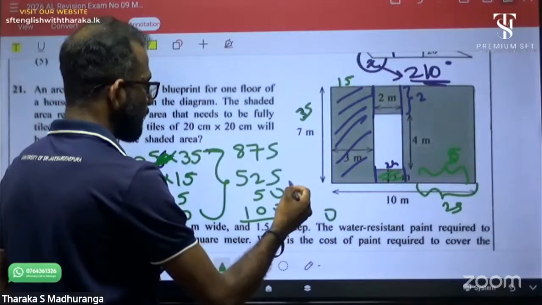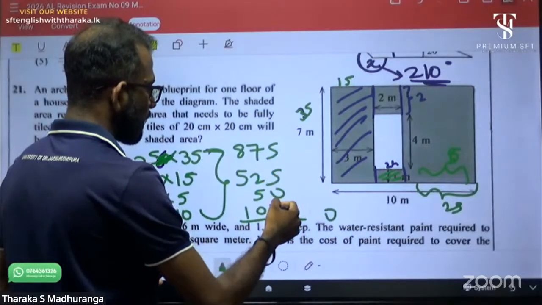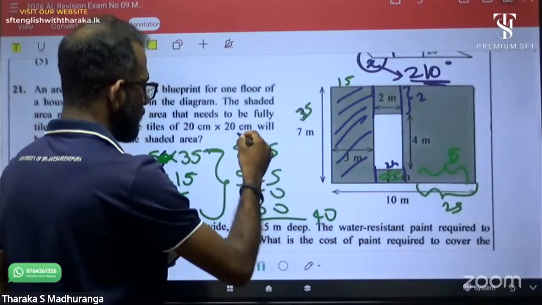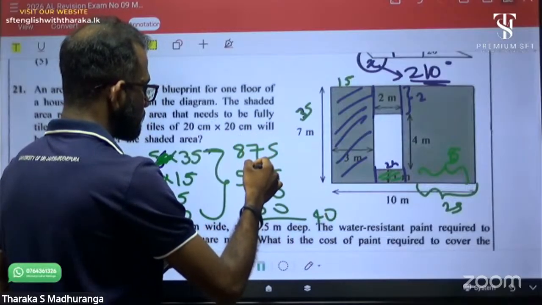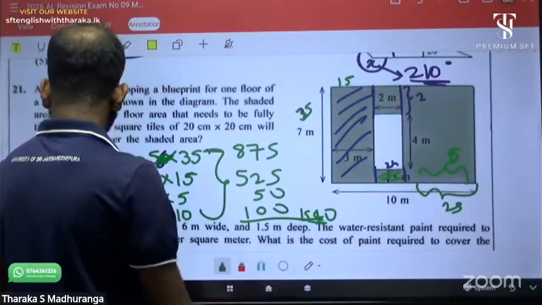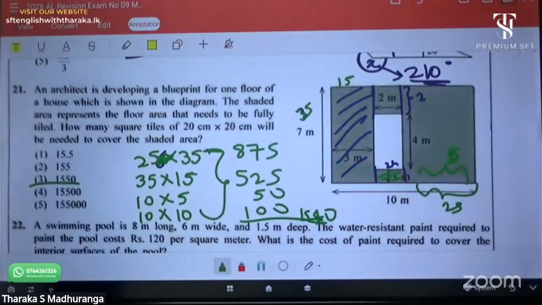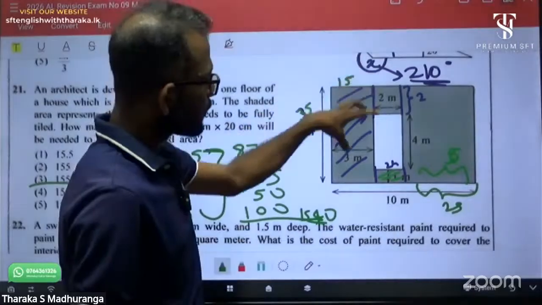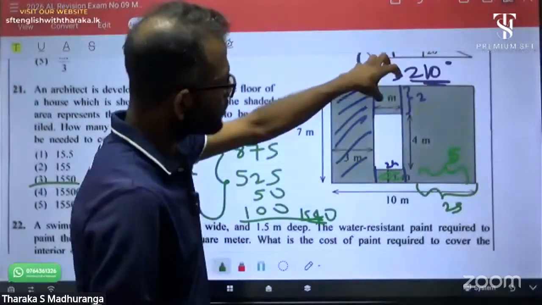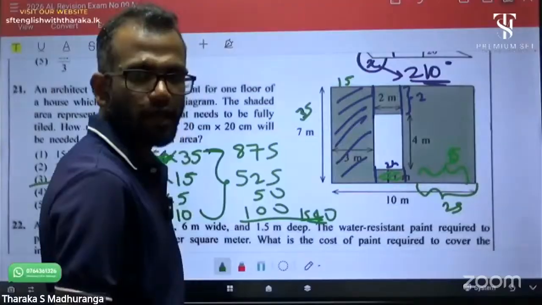1550. I think you can get the answer. I got it this way: first I got the number of tiles for this part, this part, this part and this part, and I added them.